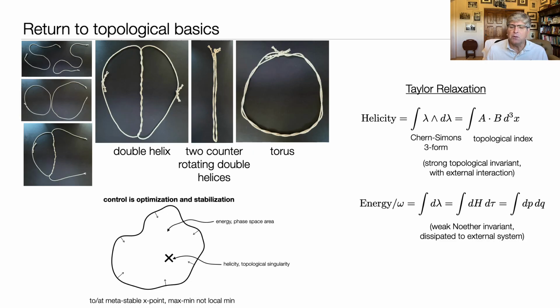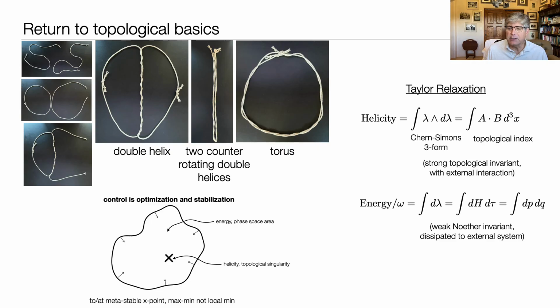Topology can be viewed as the mathematics of knot tying. Think about tying the knot as shown. Take two strings, tie one string into a loop, twist the second string around the first, tie the second string into a loop. Now deform the knot, the manifold, into a double helix, two counter-rotating double helices, and a torus.